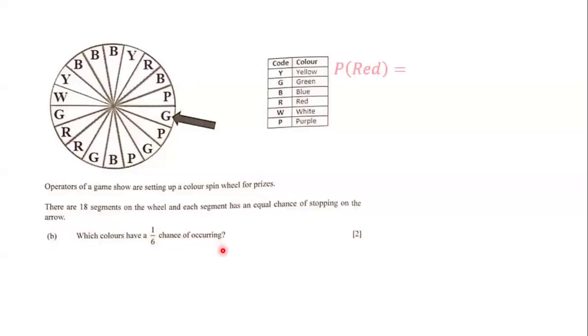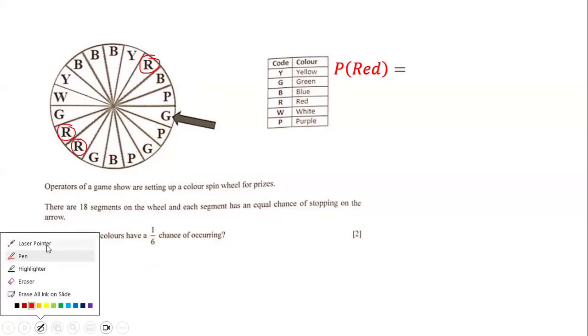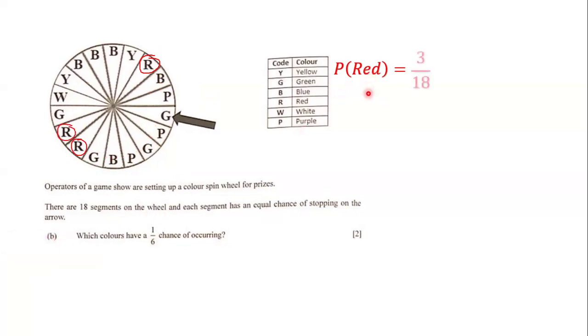And so let's look at the probability of getting a red. Now, red occurs how many times? Well, red occurs, this is a 1, this is 2, and this is 3. So red occurs 3 times. So that means that the probability of getting a red is going to be what? 3 over 18 because there are 3 reds and there are 18 segments. If we divide both top and bottom by 3, we get 3 divided by 3, which is 1, and 18 divided by 3, which is 6. So one color that has a 1 over 6 chance of occurring is red.